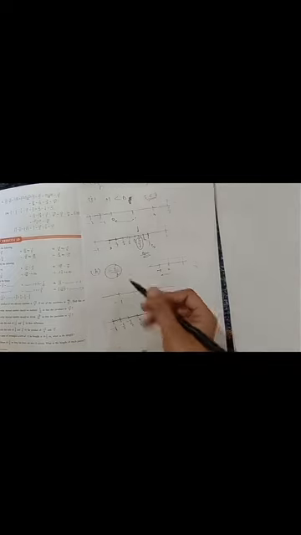Okay students, let's see another example, minus 2 upon 7. Now the value lies on the left side of 0, so between 0 and minus.